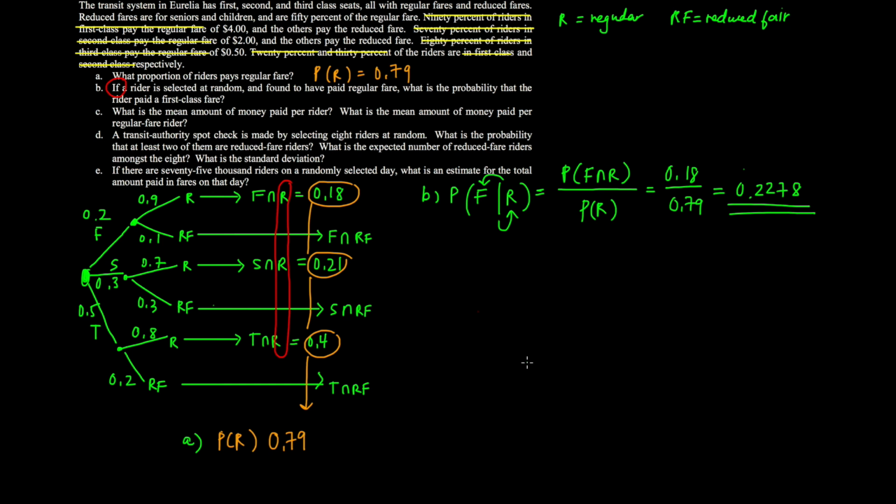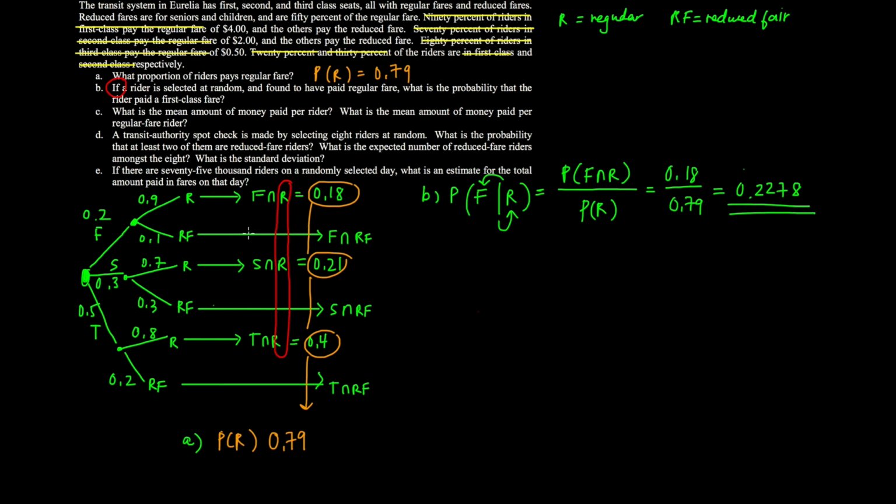Now, part C. What is the mean amount of money paid per rider? Okay, we want to know what is the mean amount of money paid per rider. Now, in order to solve for part C, there's one thing that we're missing.